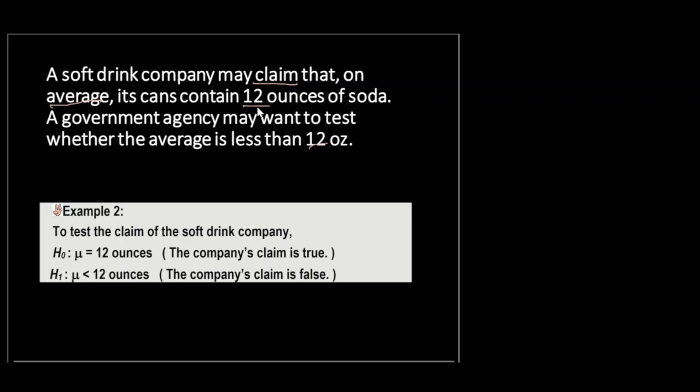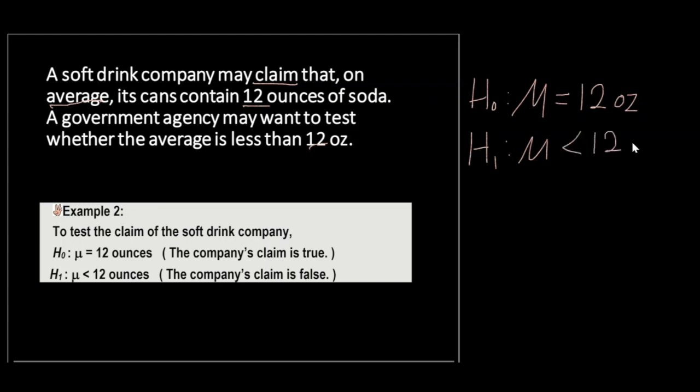Remember that your null hypothesis would contain the equal sign or symbol. So in this case, H null, and we are testing whether the population average mu is equal to 12 ounces. So mu equals 12 ounces, versus the alternative, where the government agency would like to test whether the average is less than 12 ounces. So whether mu is less than 12 ounces. I hope this is clear for you.